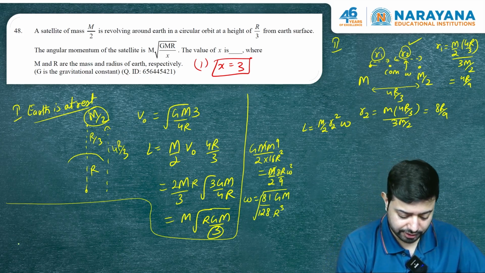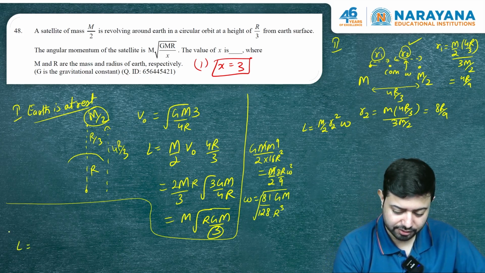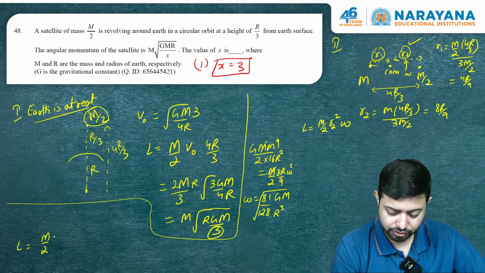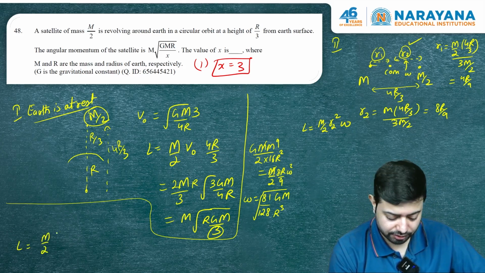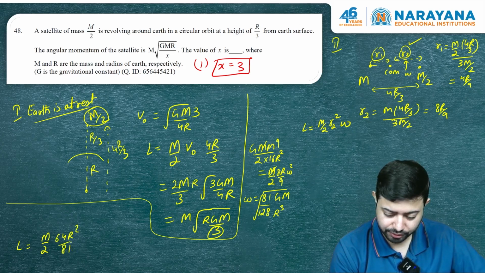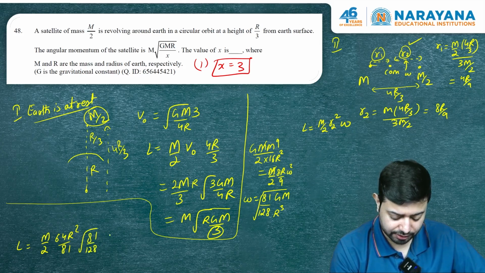So, let us find out L then. In the second case, the L will be m by 2 r 2 square. What is r 2 square? 16, 8 8 ja 64, 64 r square by 81, okay. Then take omega root over 81 by 128 into g m by r cube.